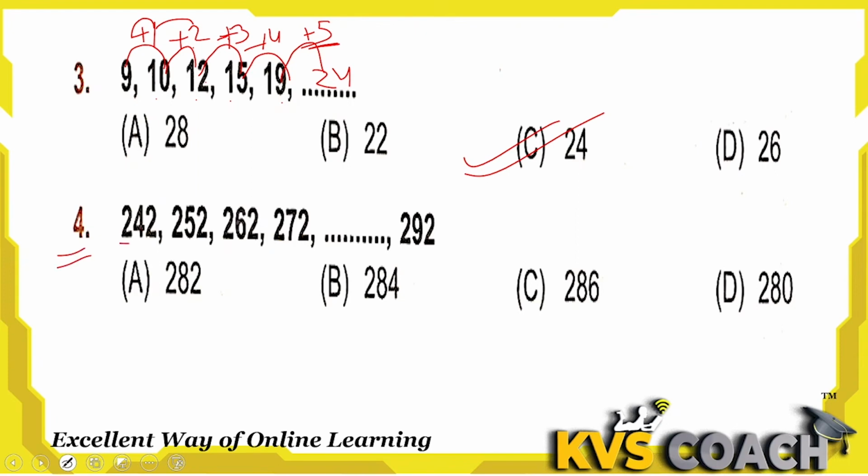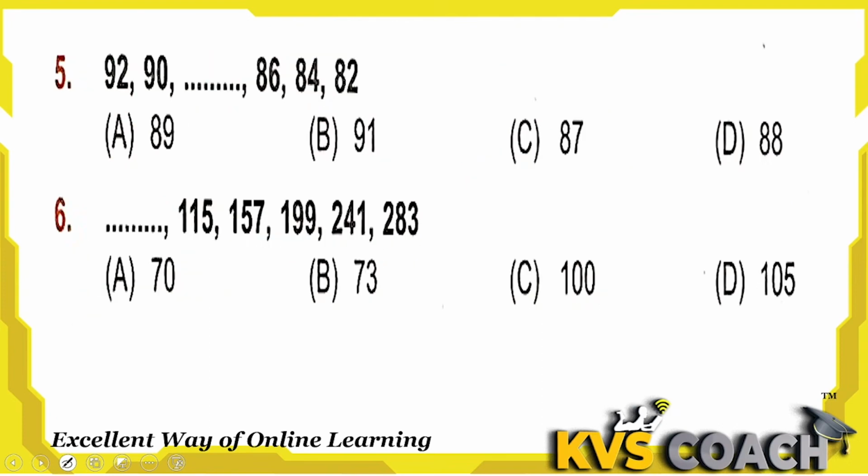Next is 242, 252, 262, 272. Look at the numbers: this 2 and this 2, and this is 4. Again this 2 and this 2, and this is 5. Again 2 and 2, but this is 6. So the middle number in the tens position is changing by plus 1: 4, 5, 6, 7. Then the next will be 2 and 2 with 8, and then 9. So the number will be 282. Option A is the right answer here.